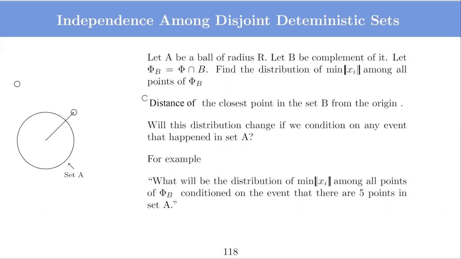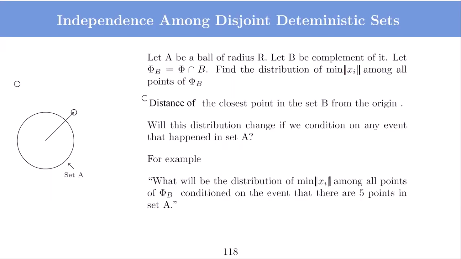I say closest point in B, and that will always be the closest point. But when I talk about the complete PPP, whether it is the 6th point or the 7th point, that number changes depending on how many points there are in set A. So I want to ask this question: conditioned on there being 5 points in A, what is the probability distribution of the 6th closest point?